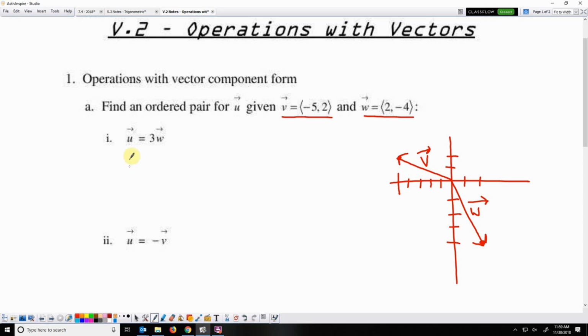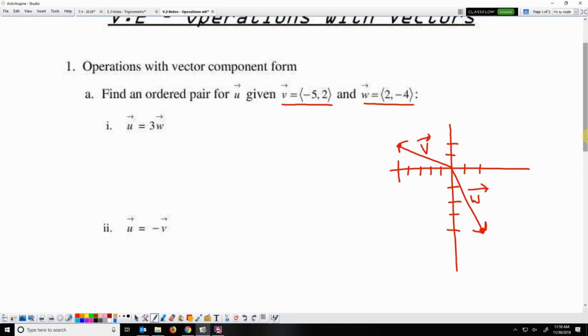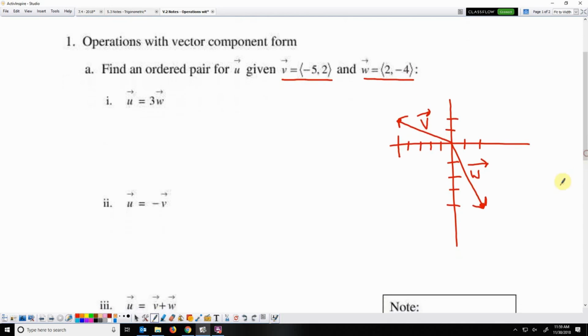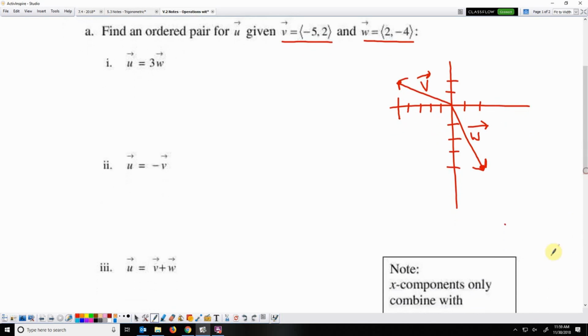So we are asked to find vector u, which is 3 times vector w. What we did in our previous lesson was graph these, or add them and multiply them and all those different operations graphically. So we would do this over 2, down 4, then another over 2, down 4, and another over 2, down 4, and it would look about like that. So that's what it would look like graphically. But we're going to do it algebraically today.